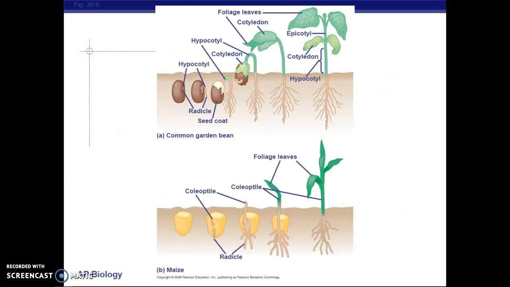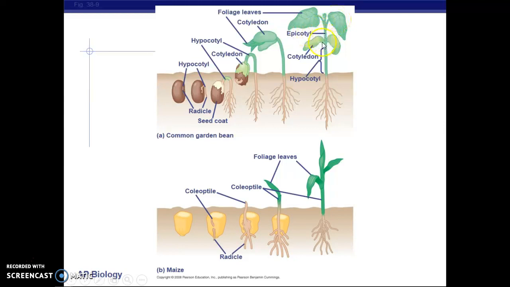In this slide we look at seed germination of a dicot and seed germination in a monocot. In a dicot seed, the fleshy cotyledons become the first leaves. Those are not true leaves, they're false leaves, and they are shaped differently. They're shaped kind of like the seed that they are, and then the first true leaves emerge.